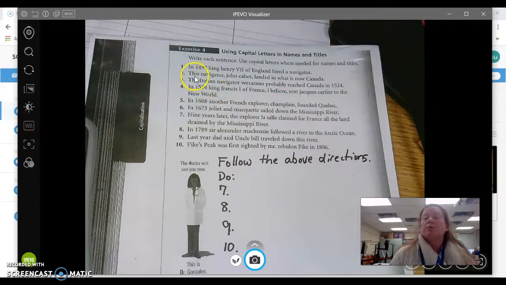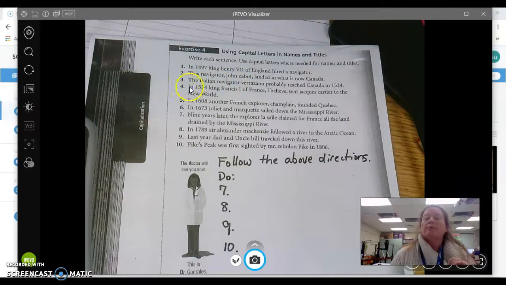Look at number 2. This navigator, John Cabot, landed in what is now Canada. While navigator is before John Cabot, it is still a common noun, because it is still just telling what John Cabot did. It is not saying Navigator John Cabot. If they had said that, then you may have needed to capitalize it. But in this instance, you would only capitalize the J and the C. Okay?